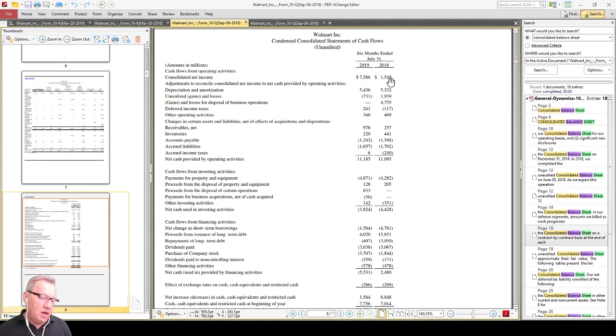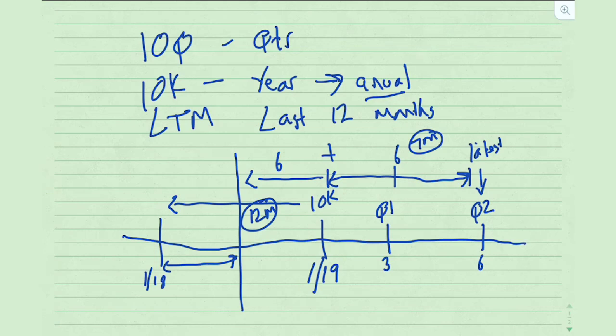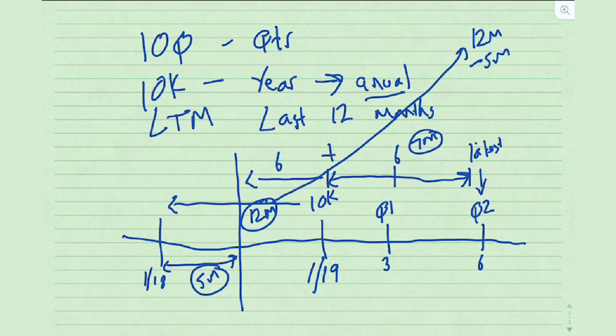And so it's very simple. Let's say they report there that it's 5 million. So what you're going to do is say 12 million, which is that number, minus 5 million. Because 12 million minus 5 million will give us that region over there, plus 7 million. And that's the last 12 months of data.